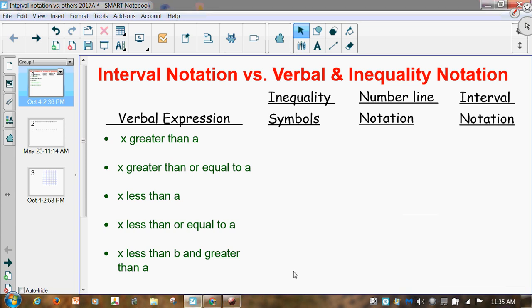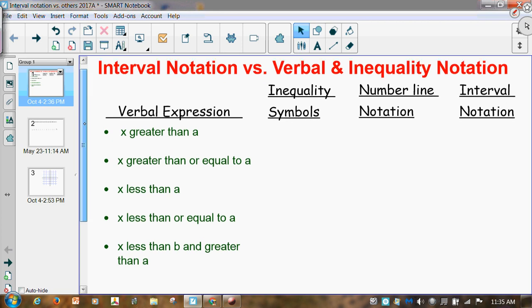Okay, this lesson is a short lesson on interval notation and how it compares to other kinds of notation. And we're familiar with some of these, but I wanted to just give you a comparison here.